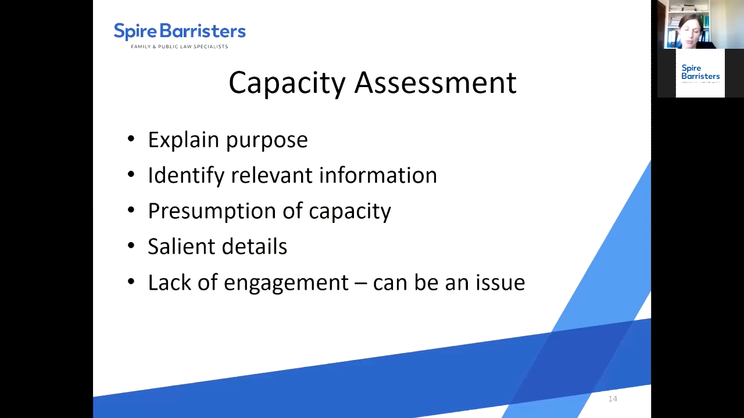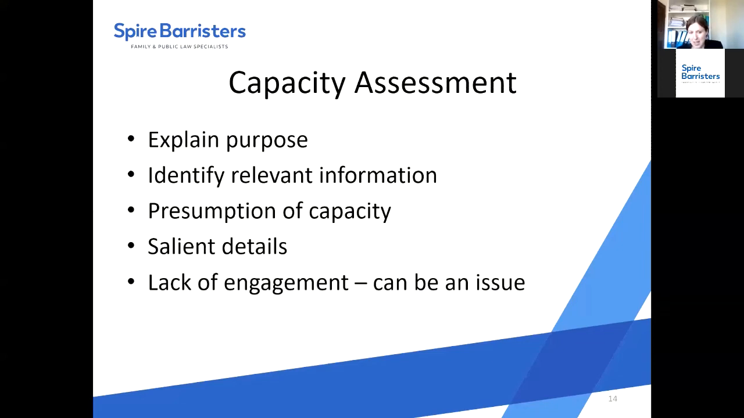Again, you may recall from the Hillingdon judgment, Mr. Justice Hayden talked about the need really to explain the purpose of an assessment, and that's relevant for a number of reasons. Partly because how is a person to understand the importance of what's going on, the importance of that conversation, the need to engage, if they don't really know what it's about? Is this just someone else coming to talk to them? They need to be aware of what this is about.